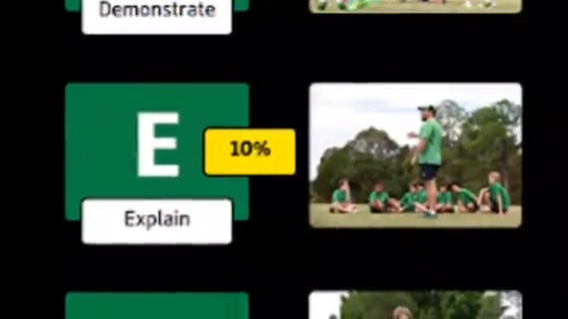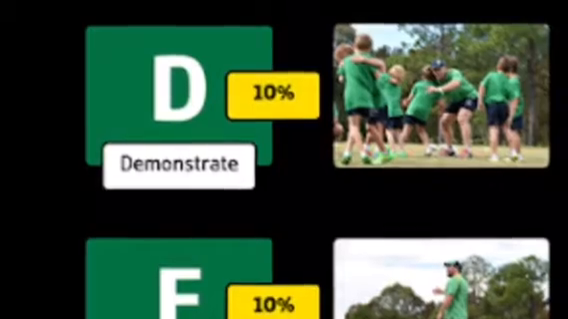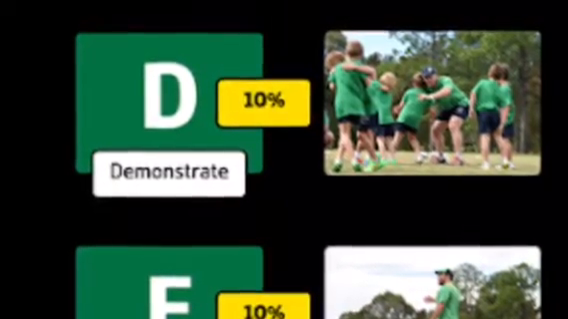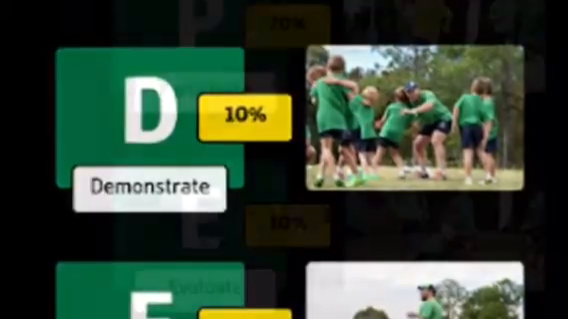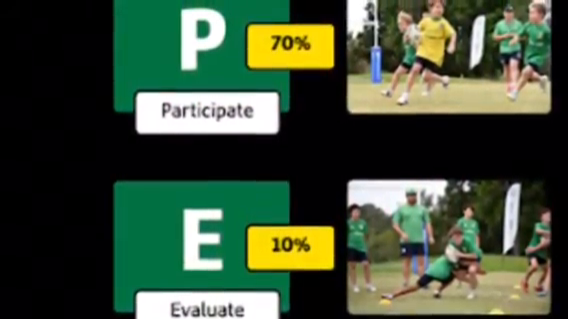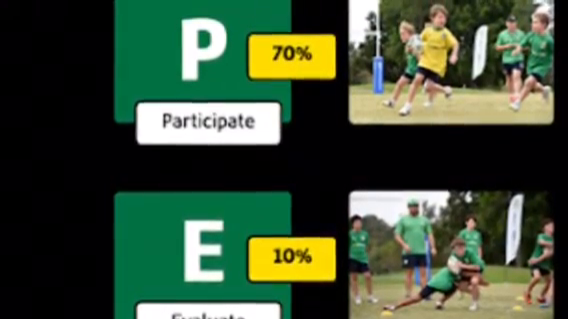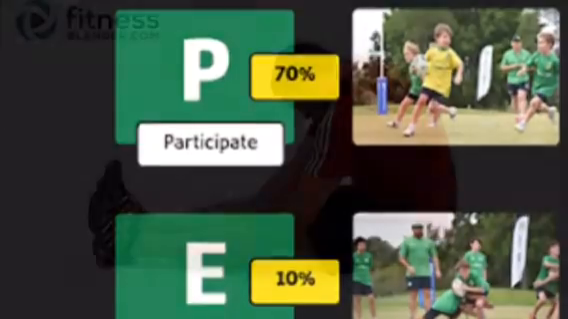We are going to explain what a DEP method is. D stands for demonstrate, so your coach will demonstrate the drill, and E stands for explain, so your coach will explain the drill and you guys can get a good understanding of what the drill is. P stands for participate, so you guys will be involved or take part in this drill. E stands for evaluate, so you guys can discuss if you like the drill or you dislike the drill.